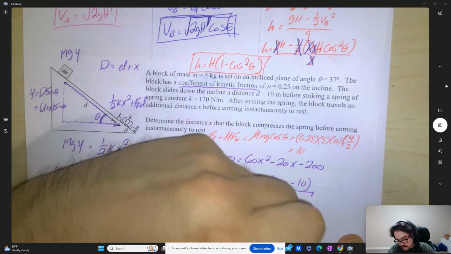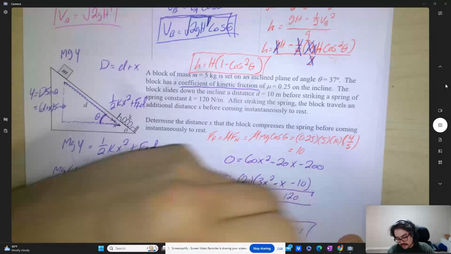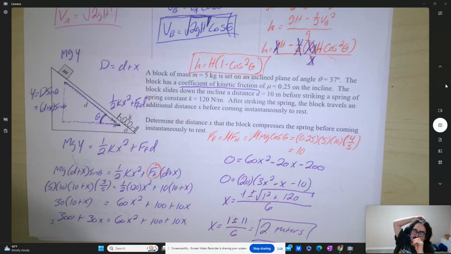which means that you would have to do 2 meters, if you take the acceptable result. Okay, let's see. 1 plus 11 is 12 over 6, which is 2. 1 minus 11 would be negative 10 over 6, and that just wouldn't make any sense because it's negative. So it would have to be the positive result there, and that's the only way that would make sense.